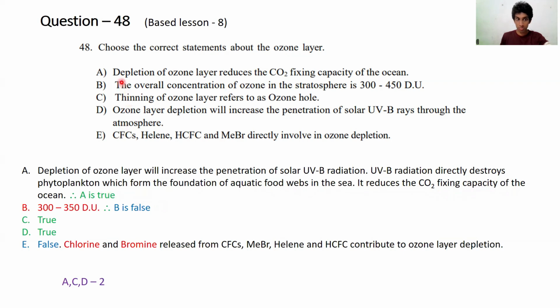Therefore, A is correct. B. The overall concentration of ozone in the stratosphere is 300 to 450 DU. That is wrong because it should be 300 to 350 DU, not 450. Therefore, B is false. C. Thinning of ozone layer refers to as ozone hole. That is correct. D. Ozone layer depletion will increase the penetration of solar UVB rays through the atmosphere. D is also correct.